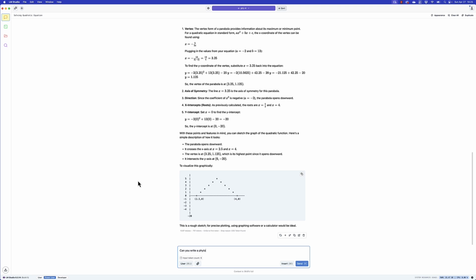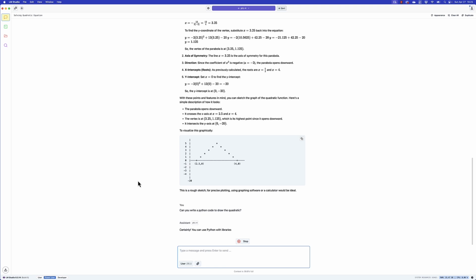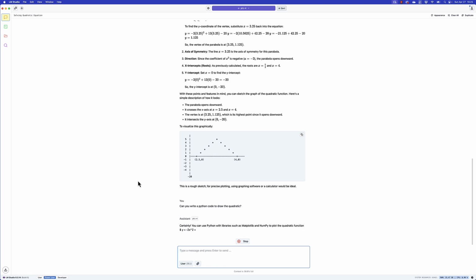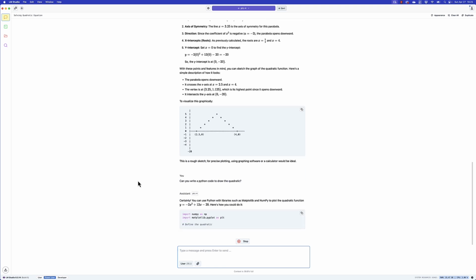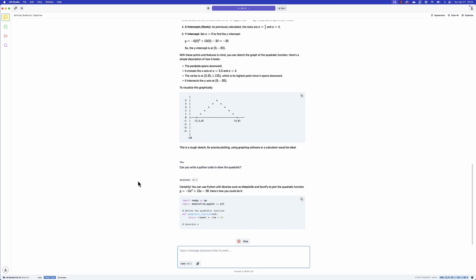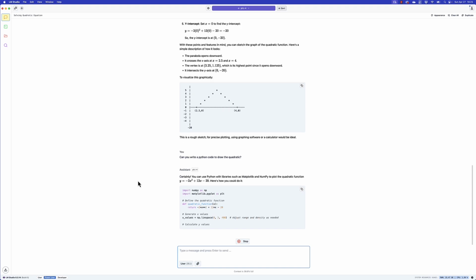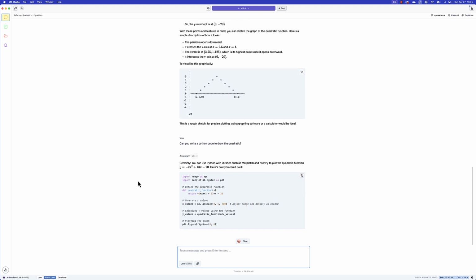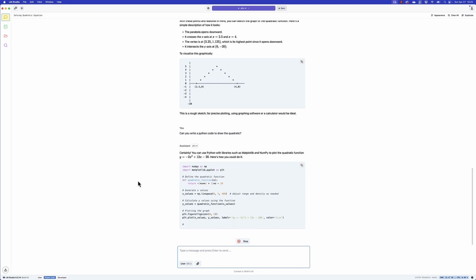a Python code to draw the quadratic. And let's see. Certainly you can use Python with libraries such as matplotlib and NumPy to draw the quadratic.